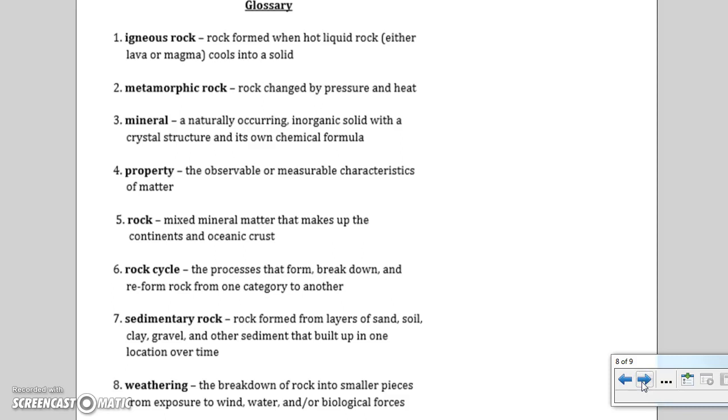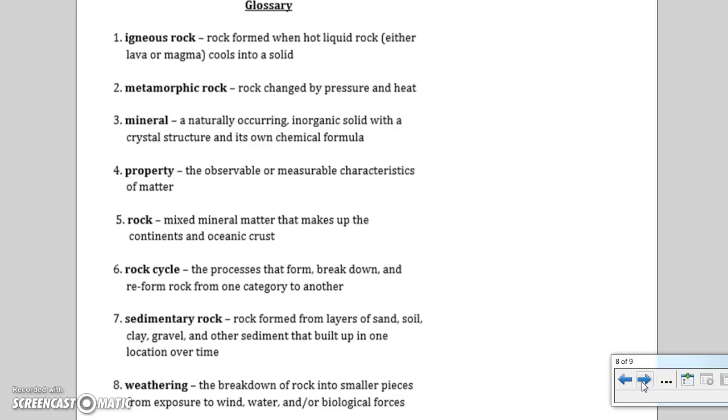Glossary. 1. Igneous rock. Rock formed when hot liquid rock, either lava or magma, cools into a solid. 2. Metamorphic rock. Rock changed by pressure and heat. 3. Mineral. A naturally occurring inorganic solid with a crystal structure and its own chemical formula. 4. Property. The observable or measurable characteristics of matter. 5. Rock. Mixed mineral matter that makes up the continents and the oceanic crust.